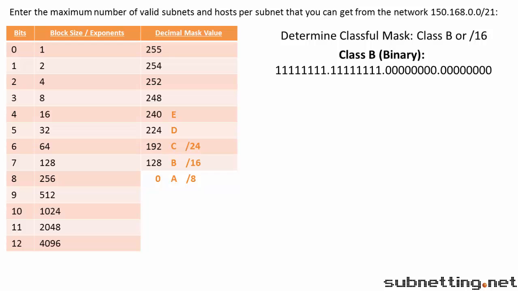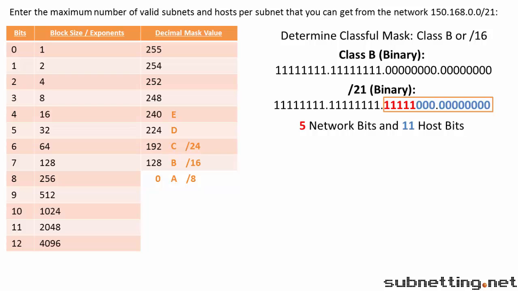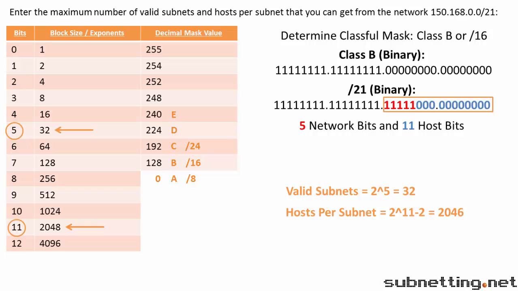32 minus 16 leaves us 16 bits to work with, which are represented by zeros. Since our subnet mask is /21, 32 minus 21 is 11. That means we have 11 host bits, and 16 minus 11 is 5 subnet bits. So our 5 subnet bits, or network bits, tells us there are 2 to the 5th power, which is 32 valid subnets. 11 host bits tells us there are 2 to the 11th power, or 2048 minus 2 equals 2046 valid hosts per subnet. Don't forget that we always have to subtract 2 from the hosts to account for the reserved IP addresses of the network ID and the broadcast address.